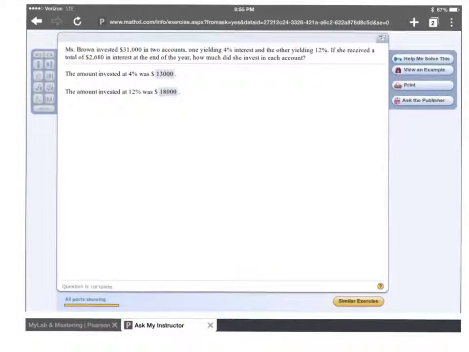Okay, this problem when we set it up doesn't really look like it at first glance, but this is a system of equations. And so when we look at this, we first of all note that they have a total of $31,000 invested. So we have two different accounts. We have an account X that we'll say is the 4% account. And then we have account Y, which is the 12% account. Much better interest rate there.